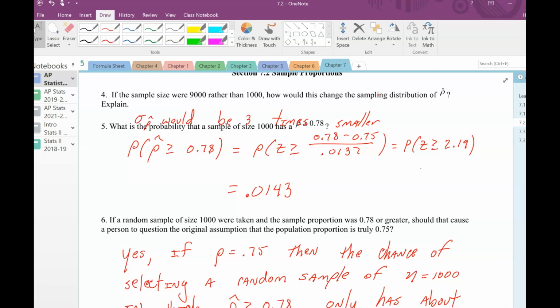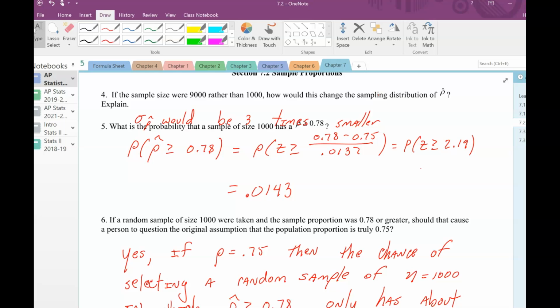Question 4, it says if the sample size were 9,000 rather than 1,000, how would this change the sampling distribution? Well, remember, when you increase your sample size, what you're impacting is the variation of the sampling distribution. You're impacting the standard deviation. If I have a sample that is 9 times bigger than the previous sample, remember this is the square root of a fraction over n. So that would result in a standard deviation that is 3 times smaller. If n is 9 times bigger, the standard deviation will be 3 times smaller.